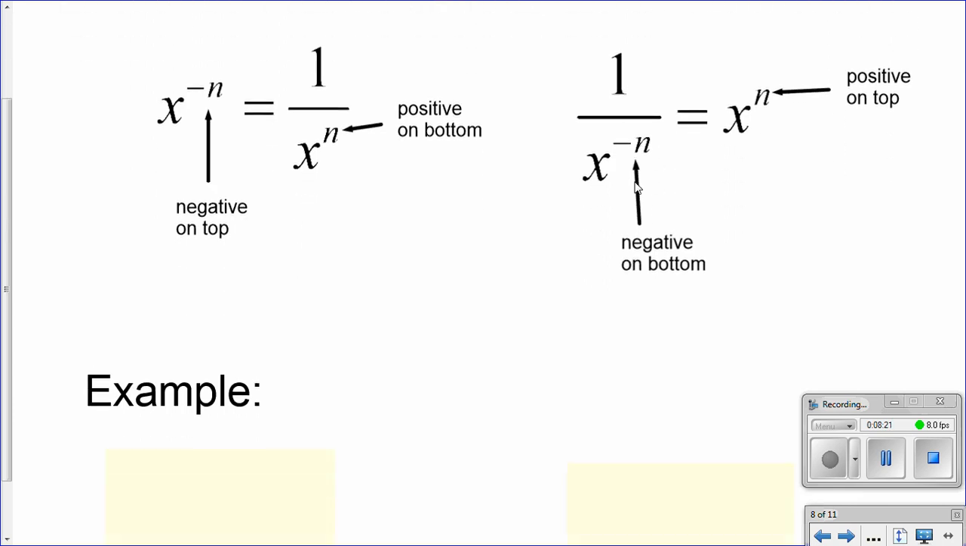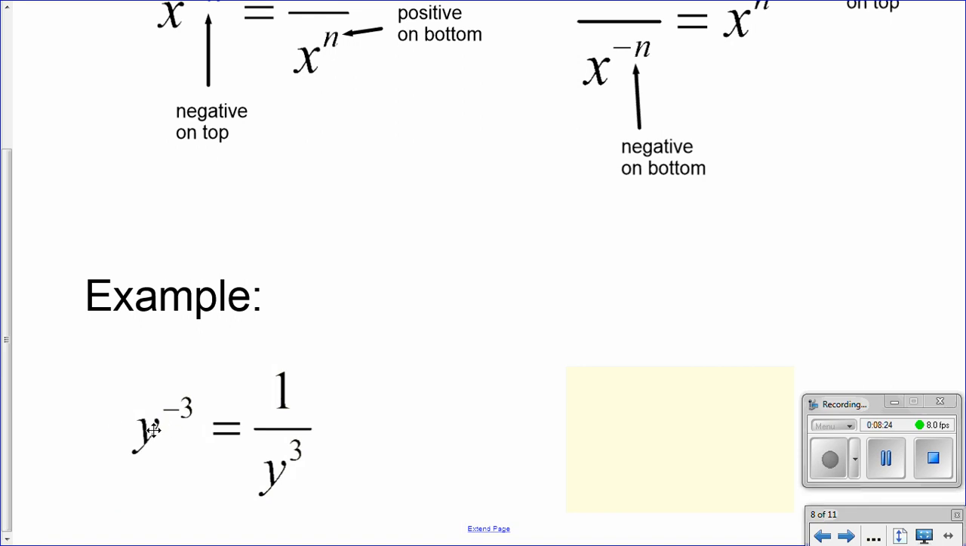So here's an example. We have y to the negative 3. The y is in the wrong position, so that needs to move to the bottom. There was nothing else with it, so we just leave it. It's 1, basically, that was there with it. It was invisible. But with the y and the 3, it gets to the bottom. Once it's in the correct location, it goes back to being positive.